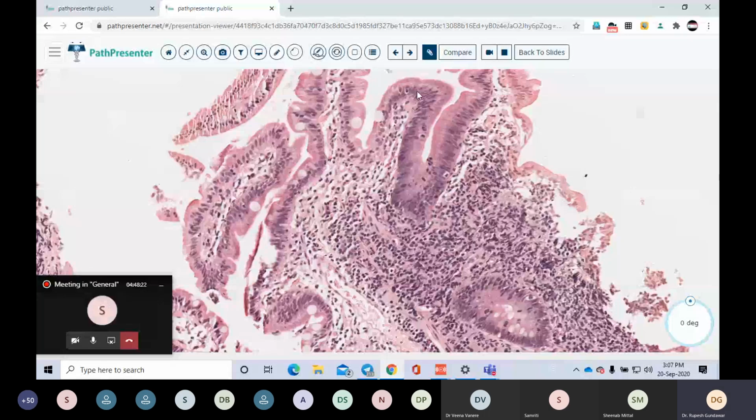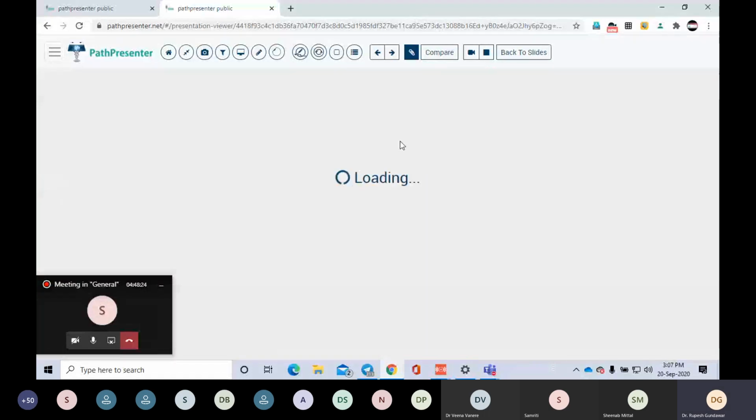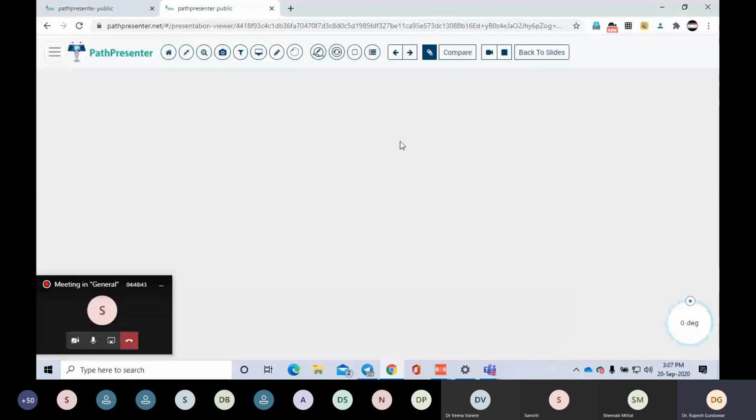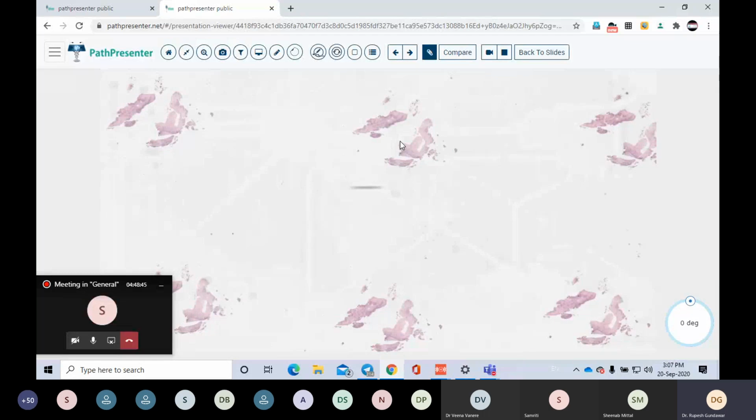So this was everything about malabsorption. Last time we shared many of the cases. Most of those digital cases were having the infection. This was the one more part that we wanted to cover in the last session, that is infection in the GI tract. I will just go through all the digital cases first.